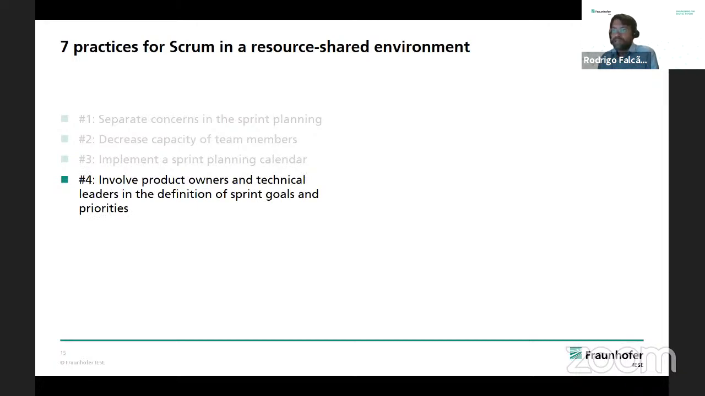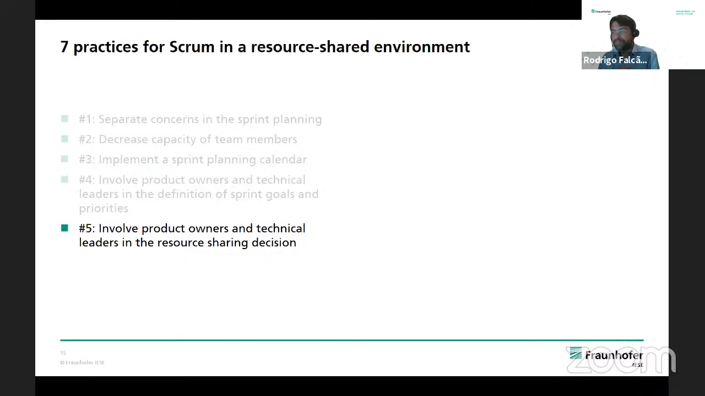Fourth, we decided that product owners and technical leaders, I mean the leaders of those technical teams, should work together to define the sprint goals and priorities. Traditionally in Scrum, it would be mostly the role of the product owner to tell what the direction is and what the priorities are. In our scenario, we realized it could be a better idea to have the product owners and the technical leaders discussing together what the goals and priorities would be. Similarly, we also had those people talking about how the resources would be shared. Again, product owners and technical leaders should discuss, argue, and together agree on how the resources would be shared.